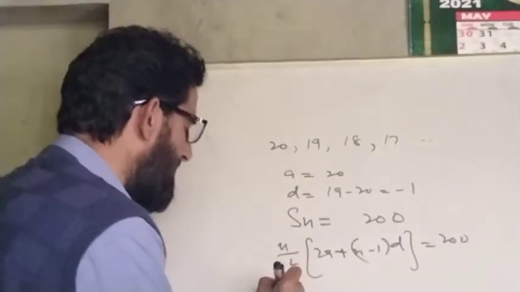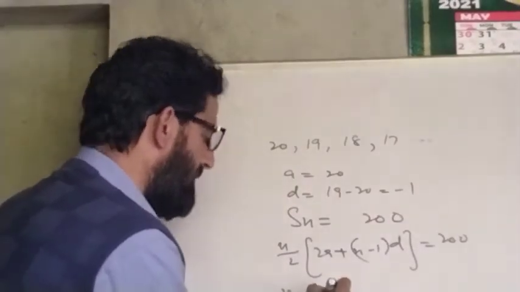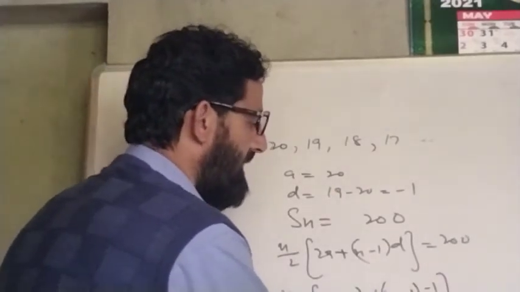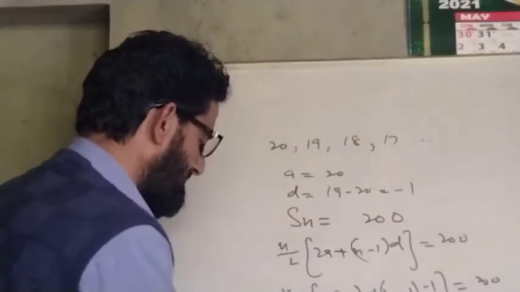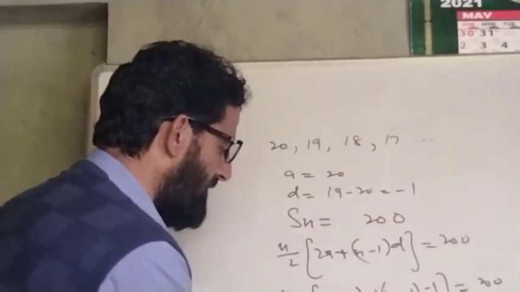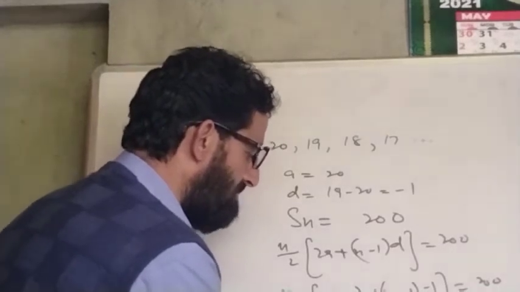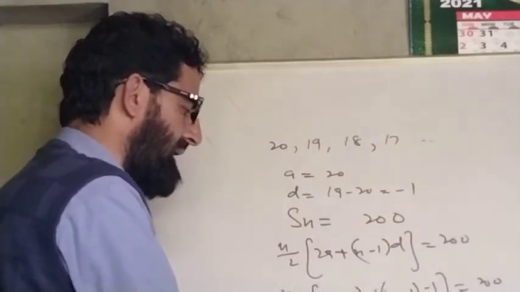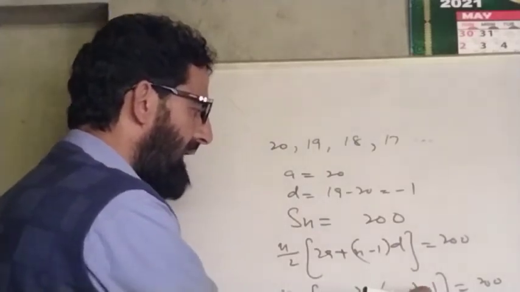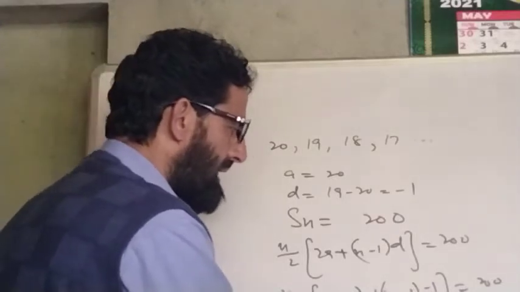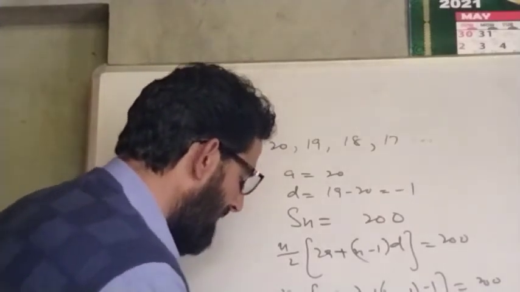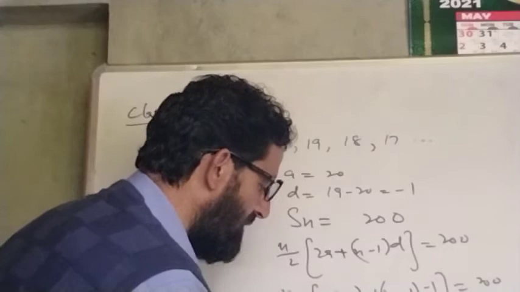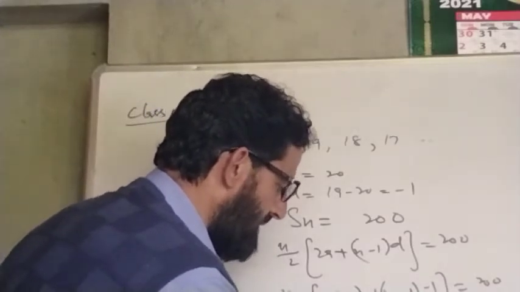So here, Sn is n by 2 into 2a, this is 2 into 20 plus n minus 1 into D. What is D? It is minus 1, equal to 200. Now see, this is n by 2 into 40, sorry, minus n plus 1. When we multiply minus 1 to n, this is minus n, and minus into minus is plus 1, equal to 200. Solving further, this is n by 2 into minus n plus 41 is equal to 200.